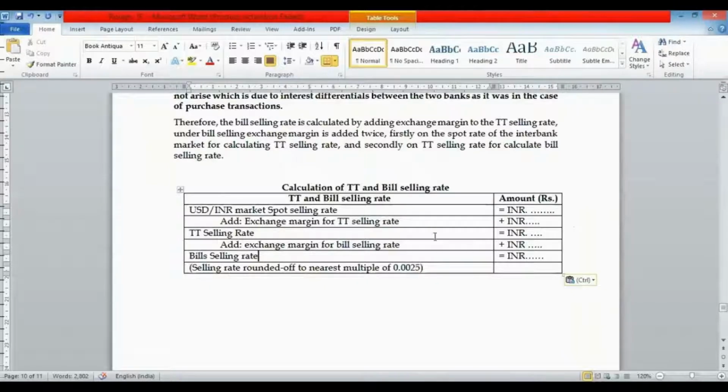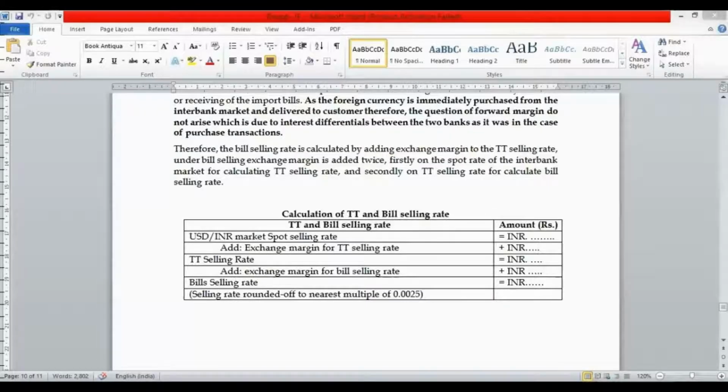That means in a single format, if the problem says the transaction is only of TT selling, then this will be your TT rate, and then you go for the rounding off. But if the problem says about the bill selling, then this will be your TT rate. On that TT rate, you again add the bill selling rate exchange margin, and then you get the bill selling rate, and then you go for rounding off. This will be your complete structure that we have to follow. I hope you have got this structure and the concept also.